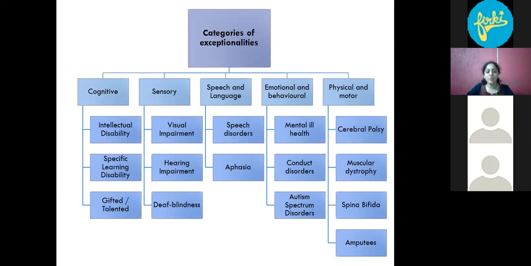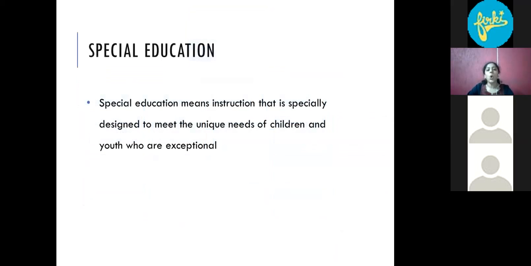And because of some of these reasons, we are not able to reach out to them as teachers, and all these individuals require special education. Special education thus is instruction that is specially designed to meet the unique needs of children and youth who are exceptional. And when I say exceptional, again I repeat that we are looking at those who have certain specific needs because of their capacities and capabilities, and somehow in a mainstream classroom, the teachers are unable to reach out to them.